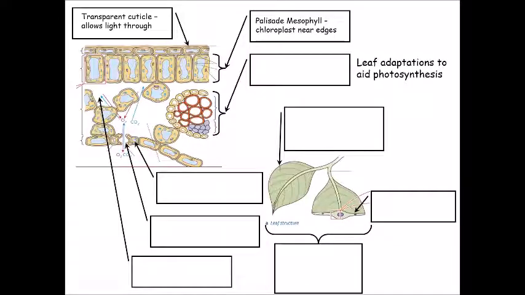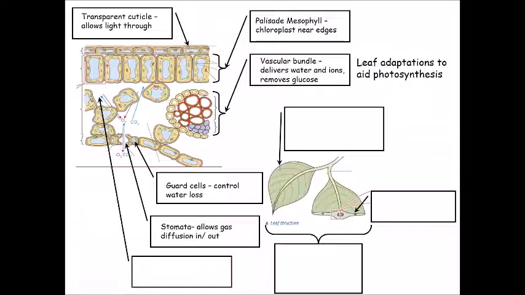To deliver the water and the ions and remove glucose, we have the vascular bundle, the xylem and the phloem, vital for the delivery and removal of essential products that are involved in photosynthesis. Below the leaf structure itself, you have the guard cells, which control water loss. They also will sort of prevent or allow diffusion of gases, but the main reason they are there is to control that water loss. And it's the stomata that allows the gases to diffuse in and out. The final structure of the cross section is the airspace, which allows the gases to diffuse directly to all cells or directly away from all cells to allow for maximum photosynthetic and respiration chances.